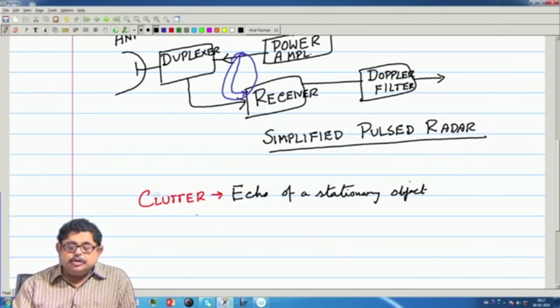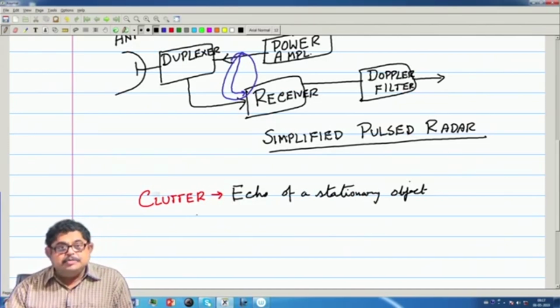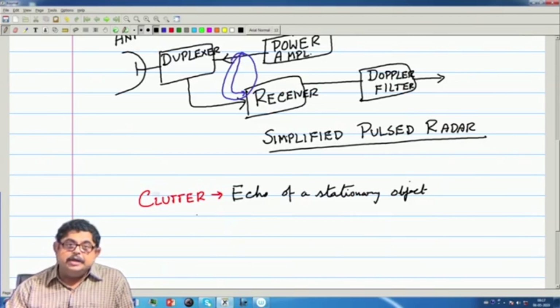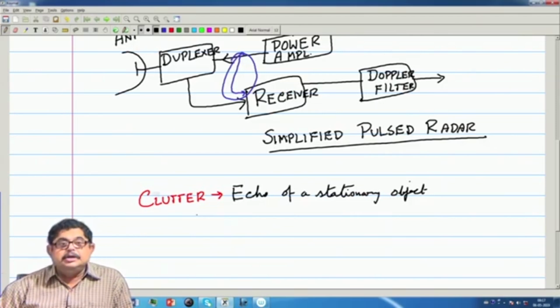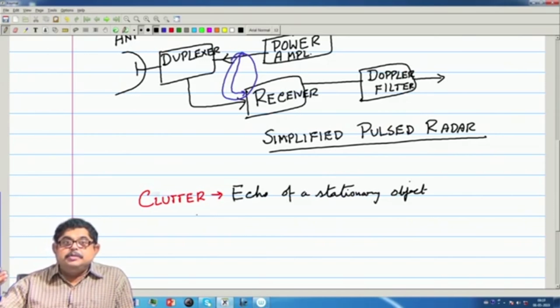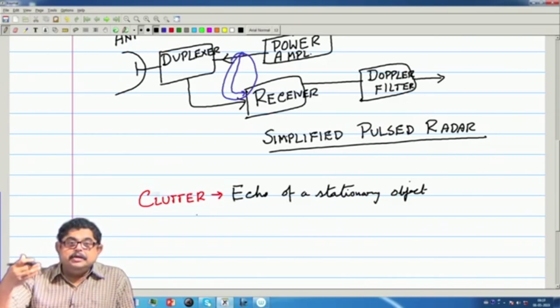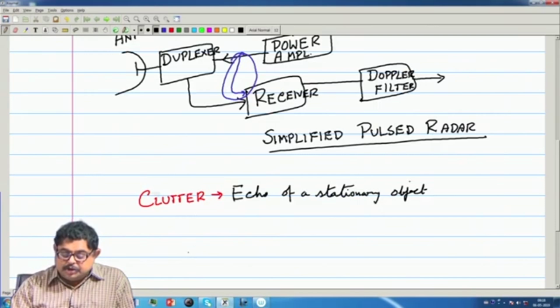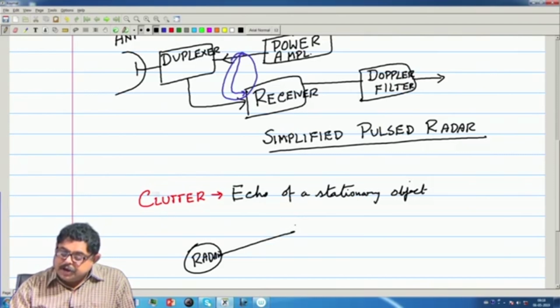So, we need to, but sometimes the clutter is much higher and the actual target's echo is buried in the clutter. Suppose an aircraft is flying and a hill is in the backdrop of the aircraft. The radar is looking, this is the radar, it is looking at an aircraft.